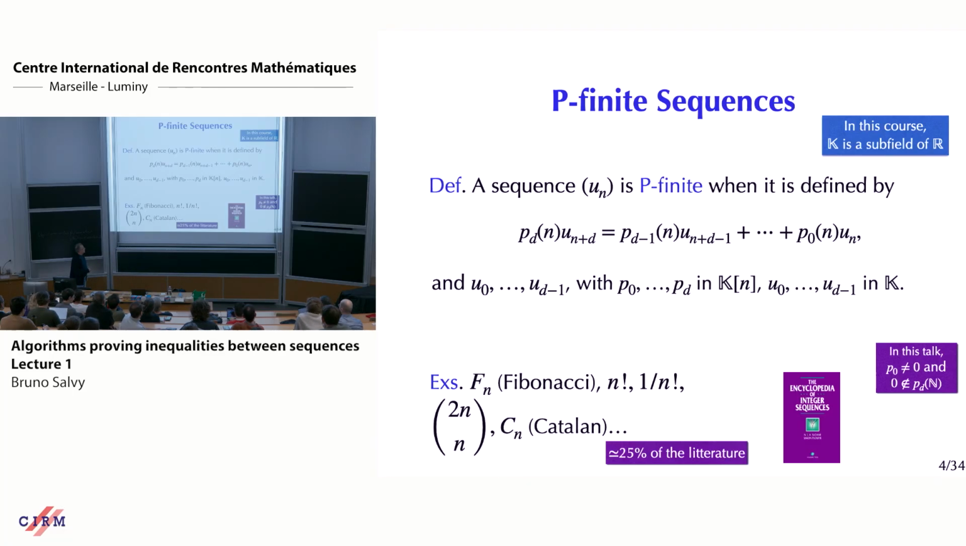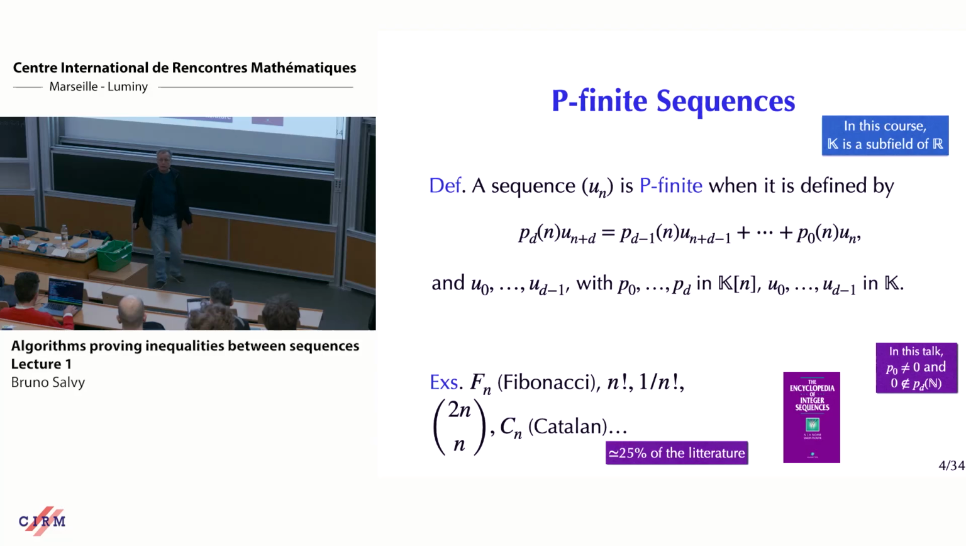So, of course, Fibonacci numbers, f_{n+2} is f_{n+1} plus f_n, but also factorial n, 1 over factorial n, the central binomial coefficients, the Catalan numbers, and it's estimated that in this encyclopedia of integer sequences, about a quarter of them are P-finite. And now there's the online encyclopedia of integer sequences, but the proportion should be about the same.